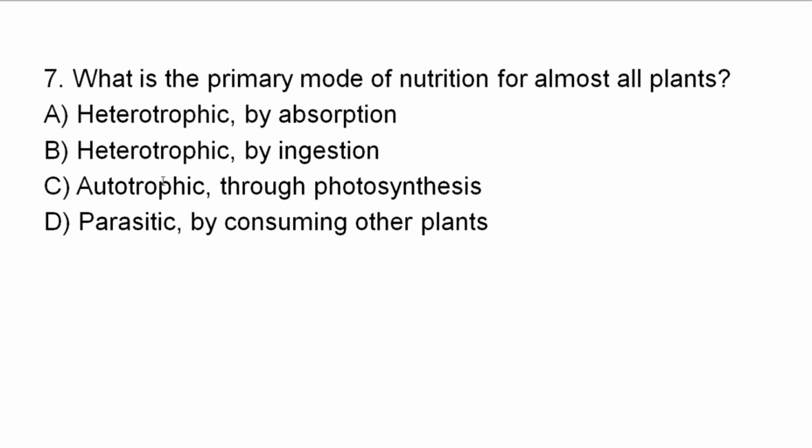The primary mode of nutrition for all plants is autotrophic. Through what? Photosynthesis. Heterotrophic by absorption. This works for fungi. Heterotrophic by ingestion. This works for animals. So the correct answer for question number 7 is C. Autotrophic. Plants are autotrophic and they perform photosynthesis. Good.